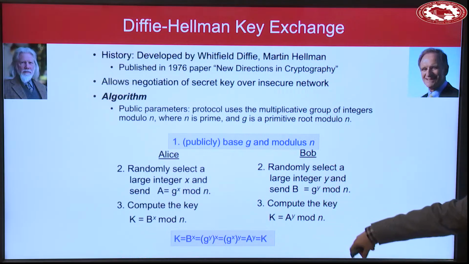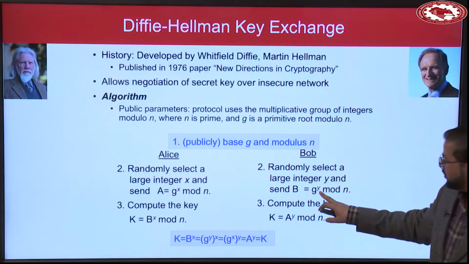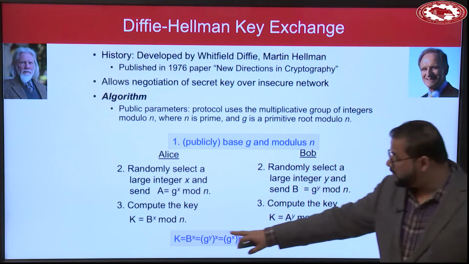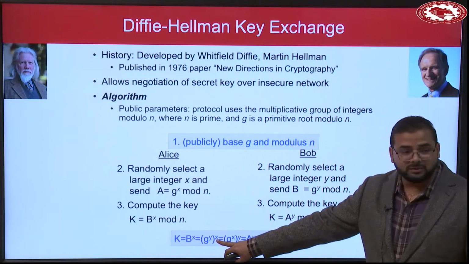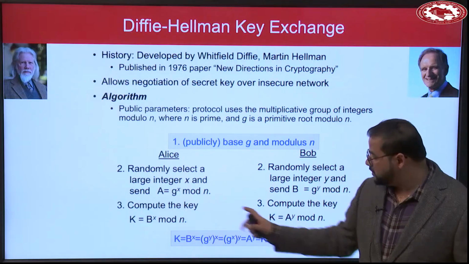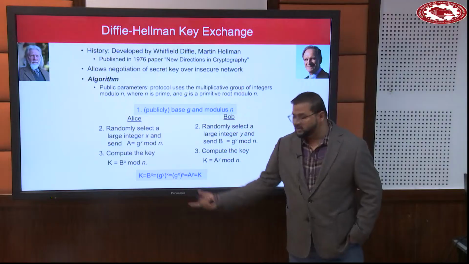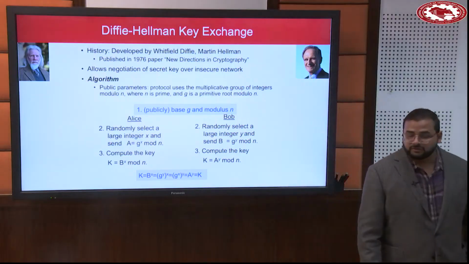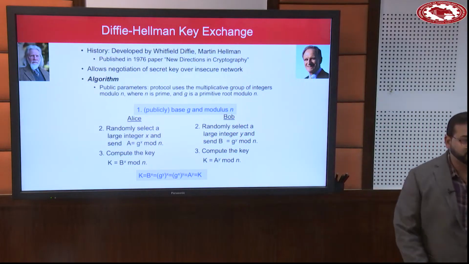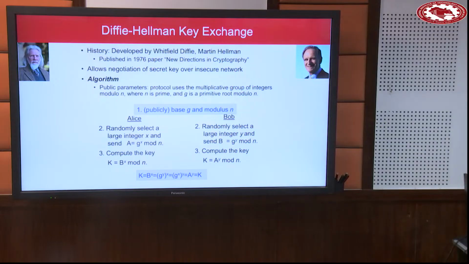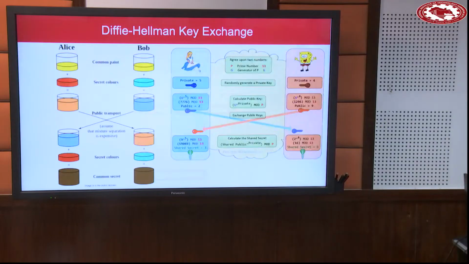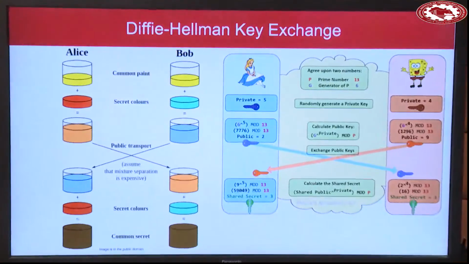And once you look at this, what is B? G to the power y, to the power x. Similarly, the other way, what is A, which is G to the power x, to the power y, which is G to the power xy, ideally. So G to the power xy means both parties have the same number. And that's how they can generate a symmetric key at both ends without sending it.